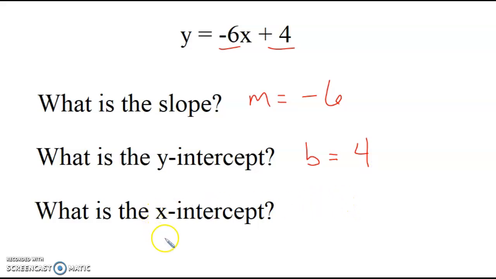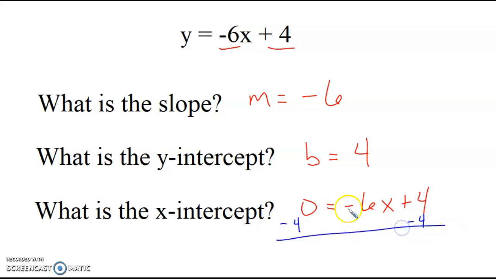What's the x-intercept? We said a second ago that our y-intercept is when x equals 0. So when y equals 0, what does x equal? Let's try it. We plug in 0 for y, because when y equals 0, that's going to find our x-intercept, and then I write in the rest. Now we do a multi-step equation to solve for our x value. I'm going to subtract the 4 on both sides, which gives me negative 4 equals negative 6x.